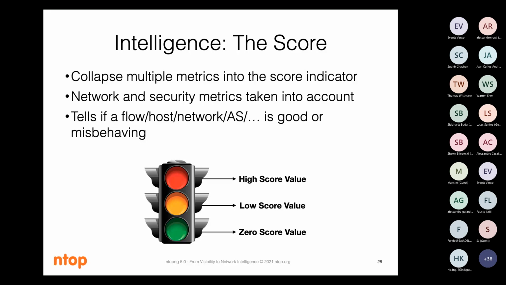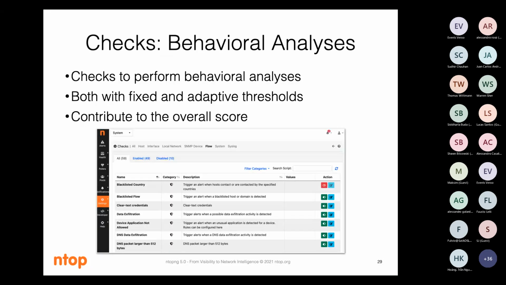And the way this score tells you this is just with a simple and single number. So if you have a 0 score, then there is no issue and everything is okay. Then if you have a low score, then there is something that should be inspected. And if you have a high value of the score, that definitely means there is something wrong with that particular host or flow. And remember that this is just a single number that collapses hundreds of checks corresponding to both network and security metrics. And I mentioned checks because checks are what ntopng uses to actually calculate the score and to create alerts. Checks are applied for hosts, flows, networks, interfaces, and all the other network elements.